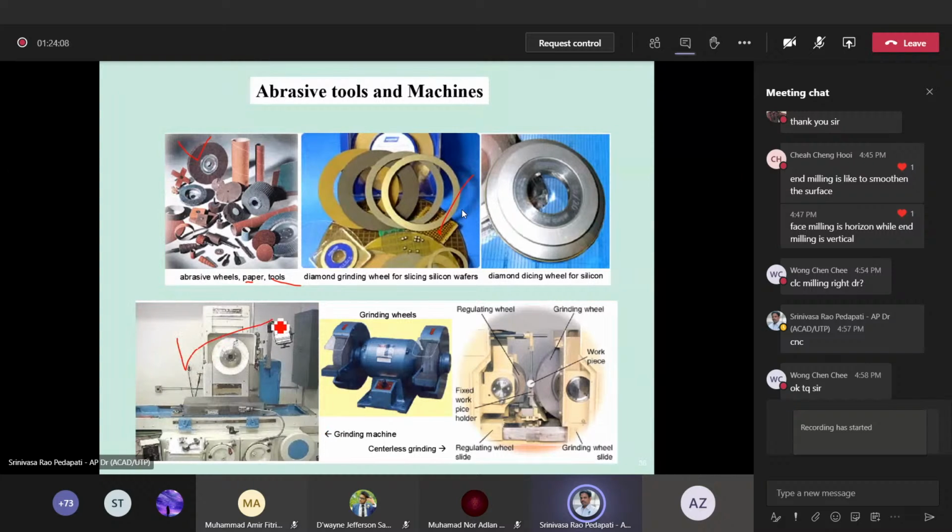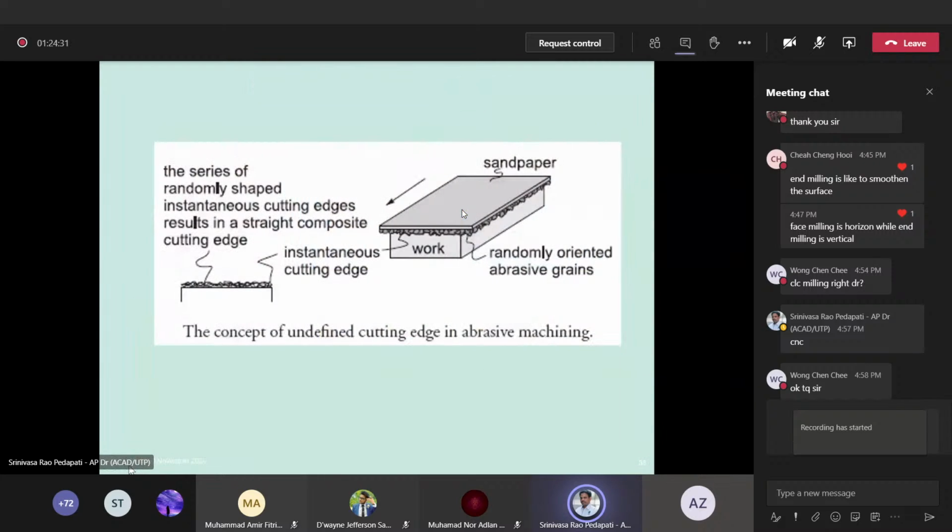These are the examples of grinding machines. This is one grinding machine, which is a surface grinder. I will show you later what a surface grinder is and how it works. And then there are small bench grinders. These are called bench grinders. And then centerless grinders. So these are some of the varieties of grinding machines: bench grinder, surface grinder, centerless grinder. I will show you the working also.